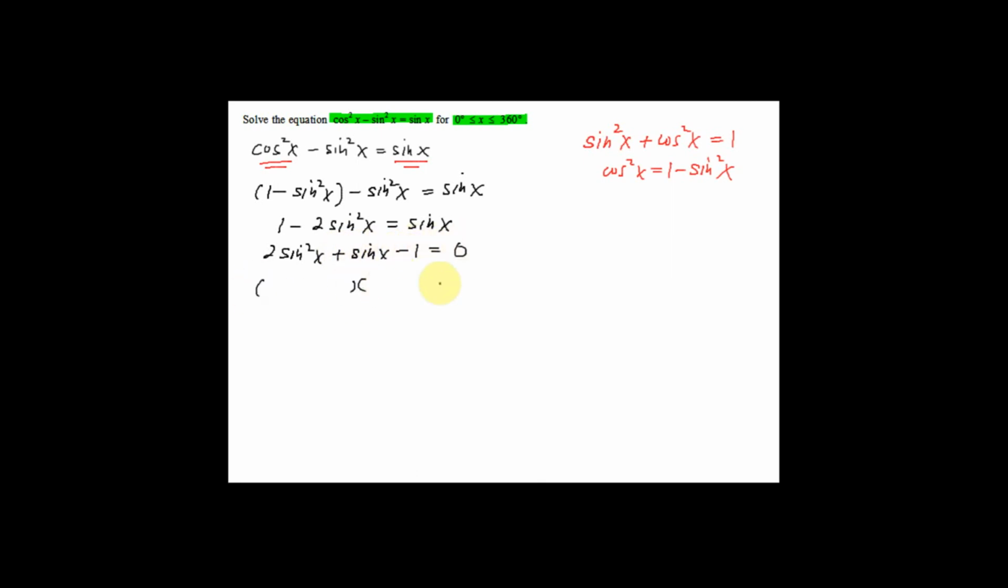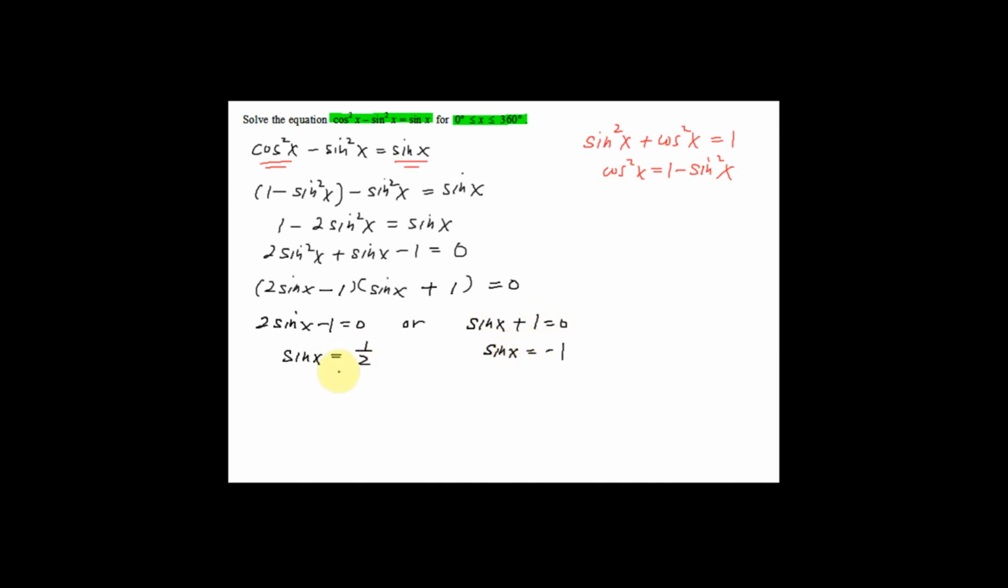Factorize your equation. This is 2 sin x multiplied with sin x, you have 2 sin square x. Here you have 1 multiplied with 1. You want a positive sin x, so you have positive 2 sin x minus sin x equal to 0. Therefore, you have 2 sin x minus 1 equal to 0, so sin x equals 1/2, or sin x plus 1 equal to 0, so sin x equals negative 1.